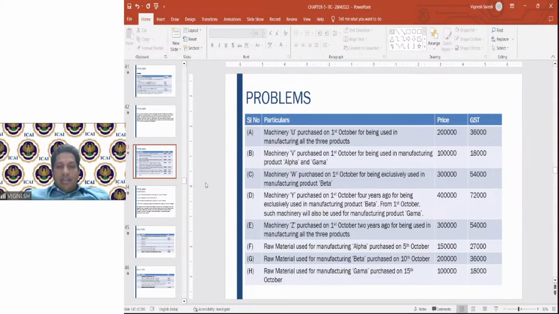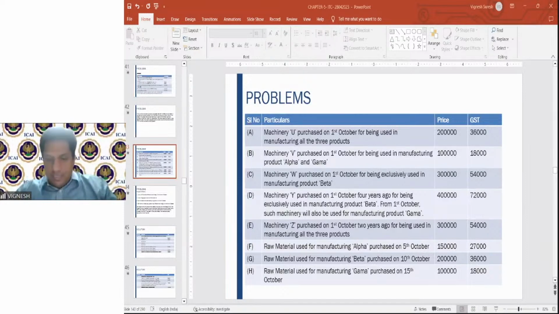Then machinery Y purchased on 1st October, 4 years ago, for being used in manufacturing beta. From 1st October, such machinery will also be used for manufacturing gamma. So here what is happening? From 1st October, this machinery Y is being used for both taxable and exempt supply. Why? Because beta, which at that point of time was taxable, has now become exempt, and gamma is now taxable. So it is used for both exempt and taxable supply. But prior to that, it was used exclusively for taxable supplies because at that point of time, beta was taxable.